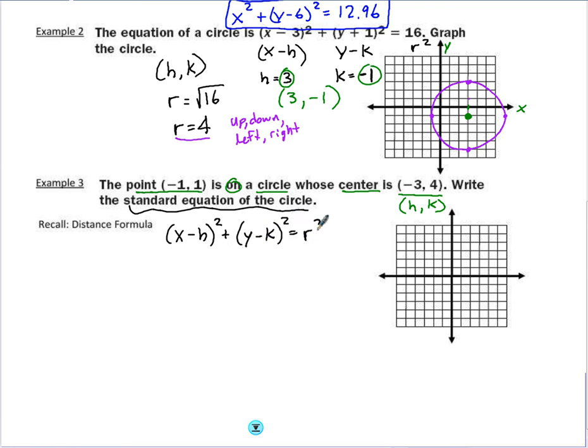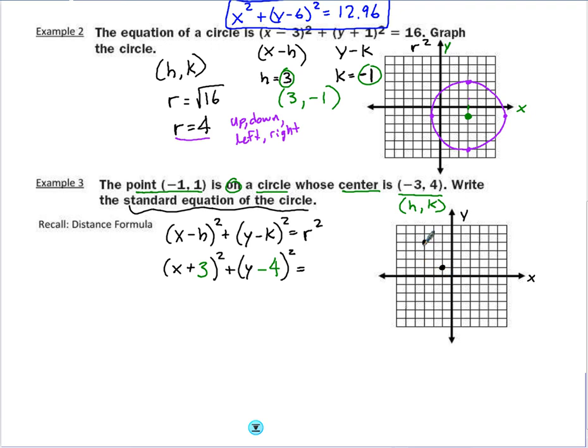So I'm given h and k, so I can go ahead and plug in those values. Minus a negative is really plus. This is going to be a minus 4. So I do know that h and k are going to look like this. The only thing I don't have right now is the radius. If I'm given a point on the circle, I'm going to use my graph here to represent what I'm trying to find. I'm given a point on the circle at negative 1, 1, and the center at negative 3, 4.